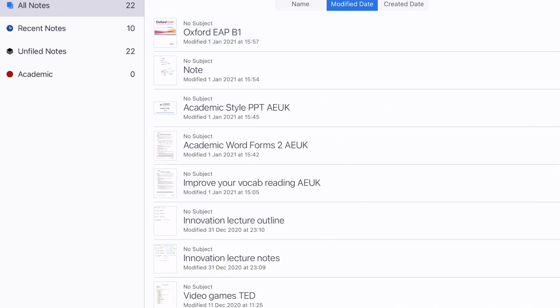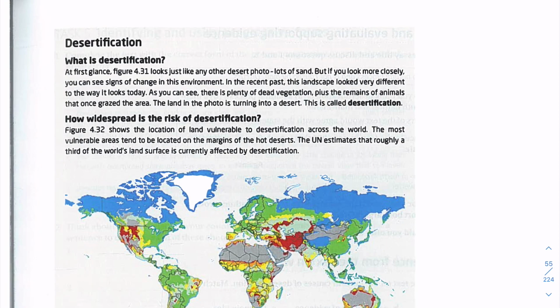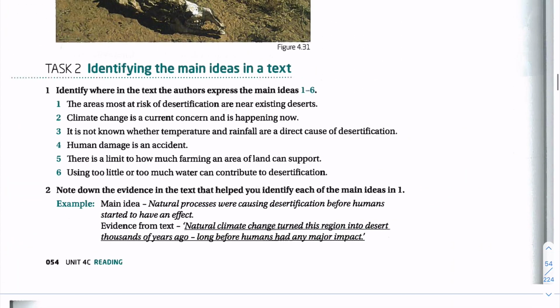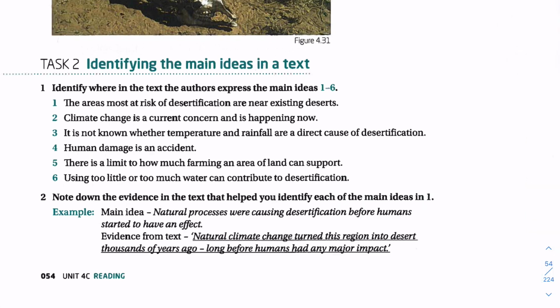Okay, so the final thing I'm going to show you about annotating is a course book. So I'm using this one, which is an Oxford EAP course book, and we're working on desertification. So the students have been reading this text and they've been identifying the main ideas or statements that are very similar to the main ideas in the text. So we're going to feed back now.